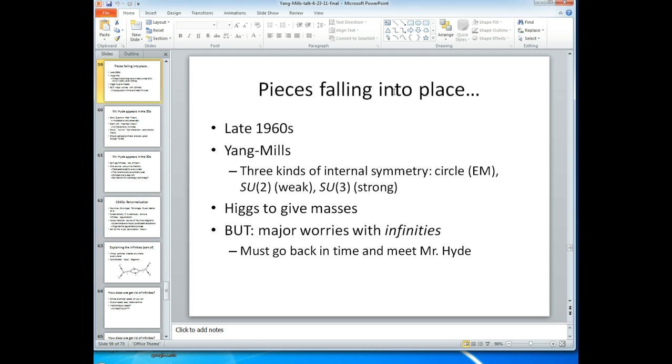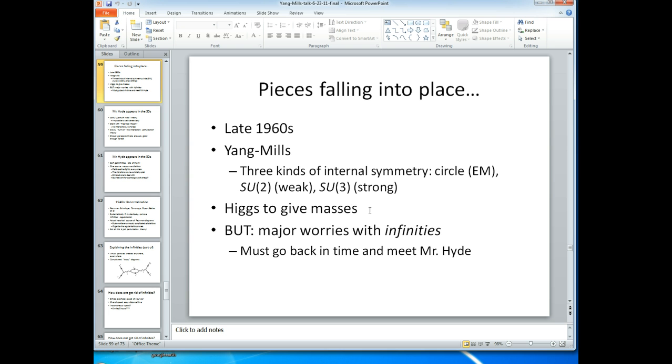So the pieces are falling into place. In the late 1960s, you've got Yang-Mills as a theoretical framework. You've got that circle kind of symmetry. Everybody gets a clock to explain electromagnetism. You've got SU2, which is really very similar to three-dimensional rotation, to describe the weak force, and SU3 to describe the strong force. You've got the Higgs mechanism to give the masses.